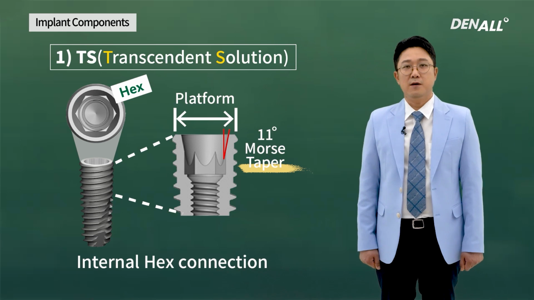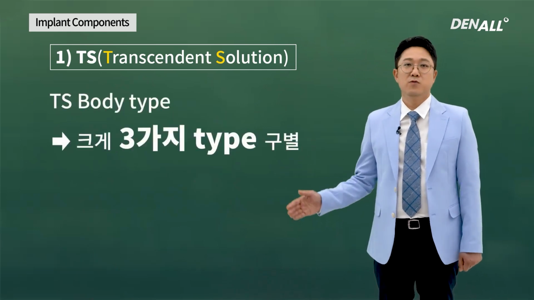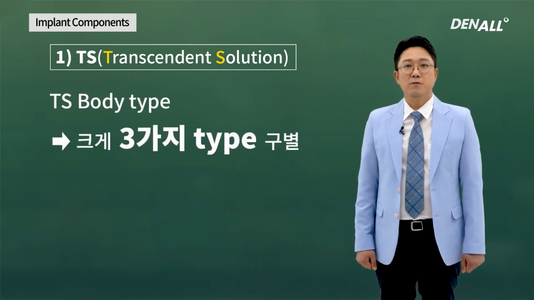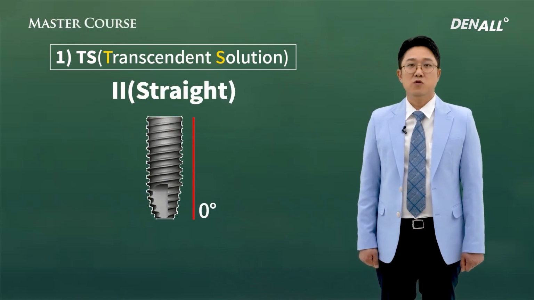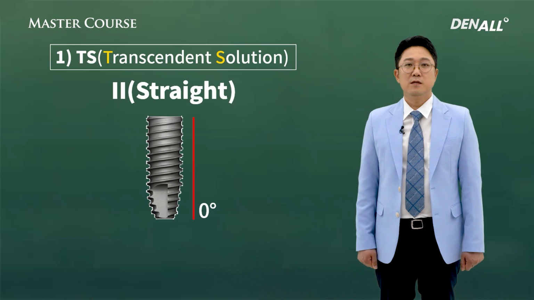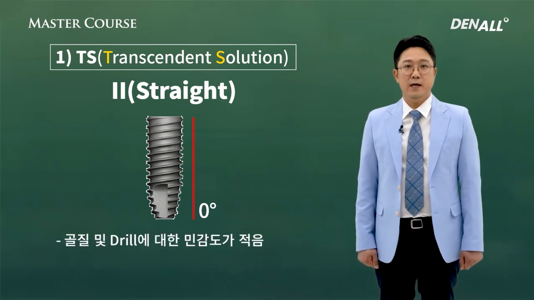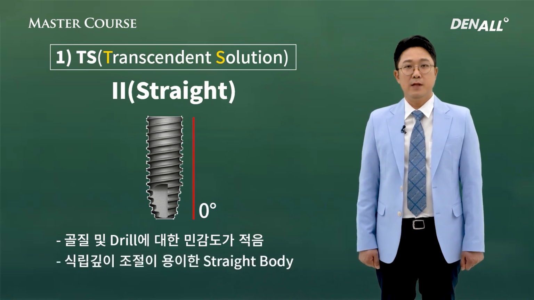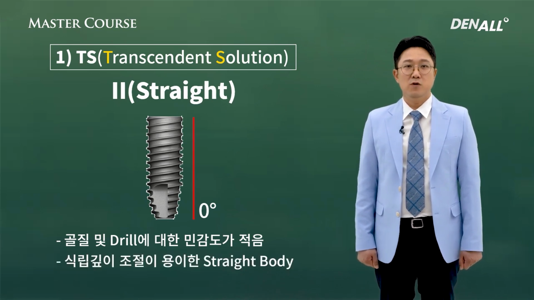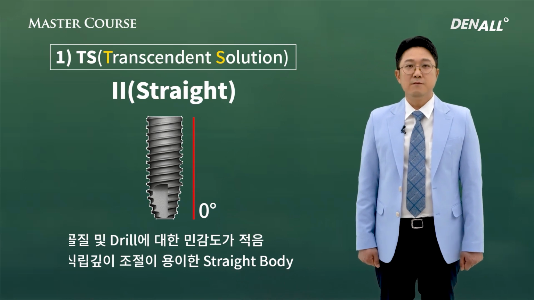TS fixture, the shape of the body. Depending on the taper, it can be largely divided into 3 types. If the overall body is straight, it is called TS2 and it is a straight type. In these implants, it has less sensitivity to bone quality and drill, and it has less interference with bone, so you can adjust the placement depth easily.